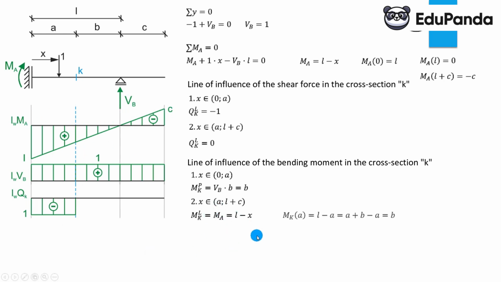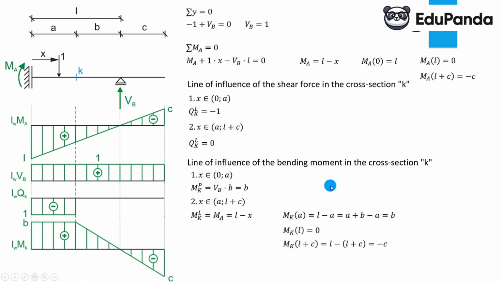But I will check here for coordinate A, I have L minus A, and L is A plus B, which leaves me with B, which is what we got here before. And when I substitute L, I get 0, and when I substitute L plus C, which is the end of the interval, I am left with minus C, which is exactly what the influence line of moment MA is. And this is how the graph looks. Here it could actually have been a mirror reflection, positive moment at the bottom, negative at the top, but it doesn't matter much. And that's everything for this example.